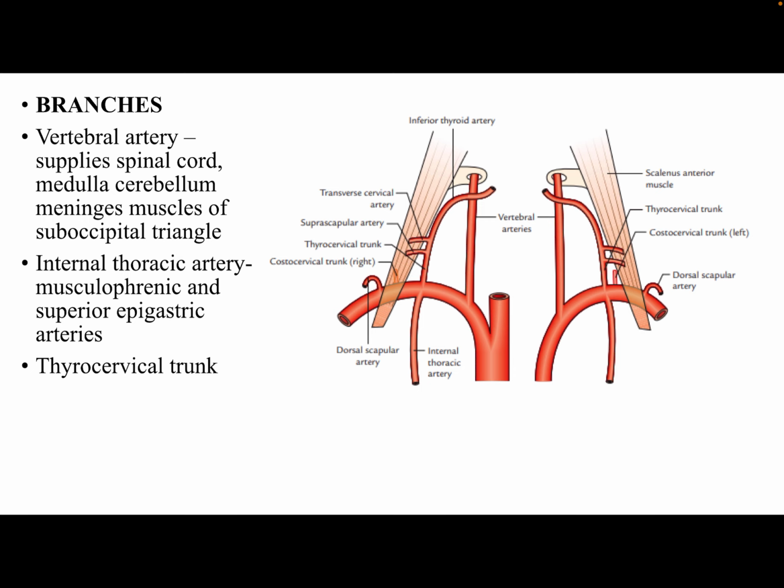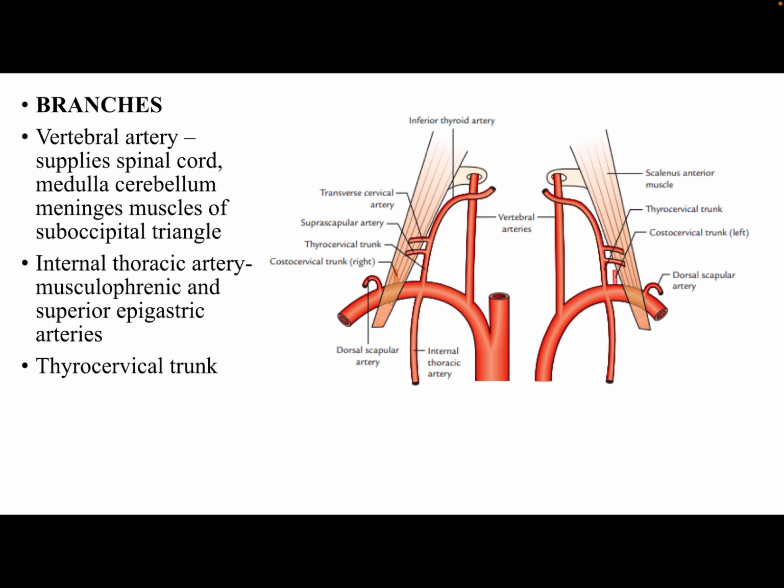Then from the sixth cervical vertebra it reaches into the first cervical vertebra. Then it enters the arches, that is the main content of the suboccipital triangle, and the right and left vertebral arteries join together and form a basilar artery that supplies the brain and the spinal cord. So the vertebral artery mainly supplies the spinal cord, medulla, cerebellum, meninges, and the muscles of the suboccipital triangle.